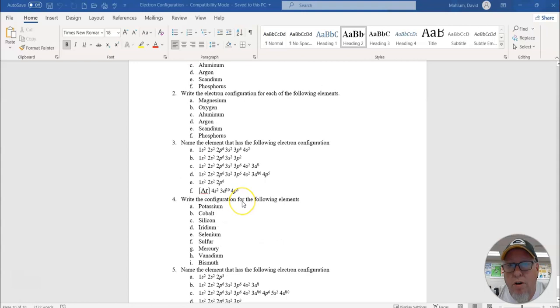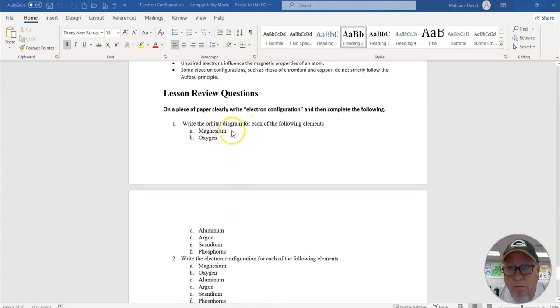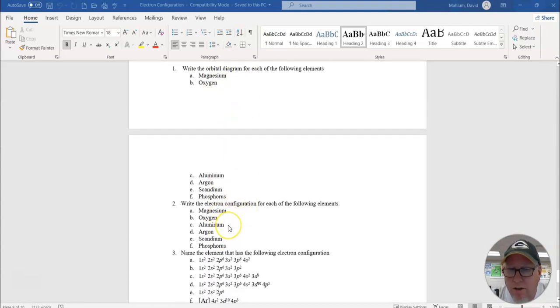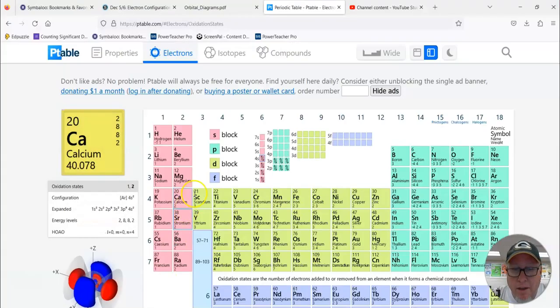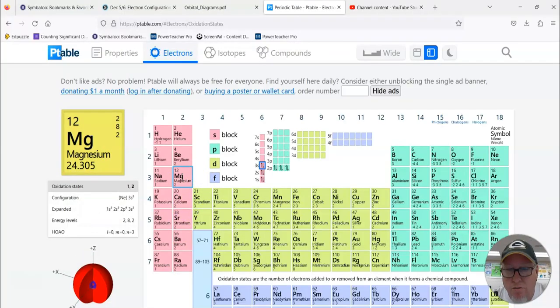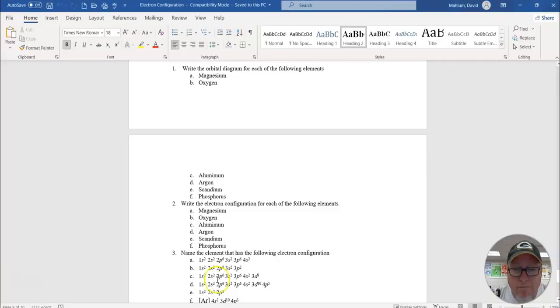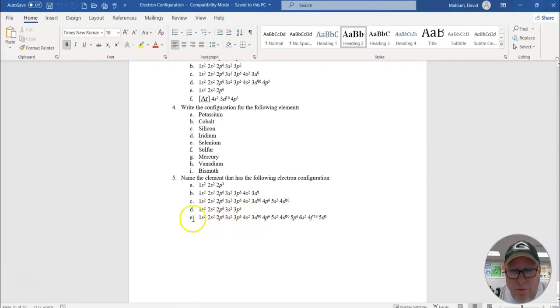This is your homework assignment for today, where you're supposed to do some orbital diagrams and then write the electron configurations. You guys can cheat if you want. If you want to do magnesium, just go to ptable.com, hover over magnesium. Right in the middle of the screen is the orbital diagram, and to the left of the screen shows the expanded electron configuration: 1s2, 2s2, 2p6, 3s2. You just write it down. I wouldn't recommend doing that. It's not going to help you when you have to take a test or a quiz, but you can get all of the answers to this really easily.